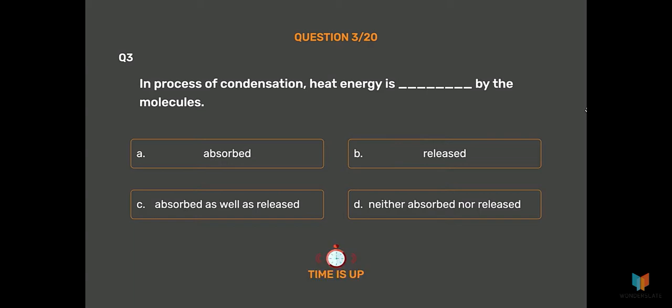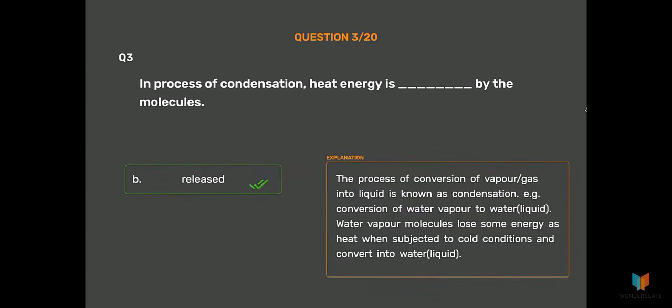The correct answer is option B. Released. The process of conversion of vapor/gas into liquid is known as condensation. For example, conversion of water vapor to water liquid. Water vapor molecules lose some energy as heat when subjected to cold conditions and convert into water liquid.